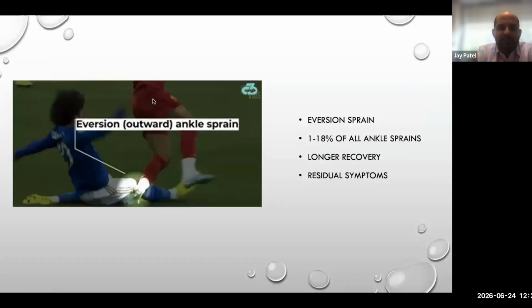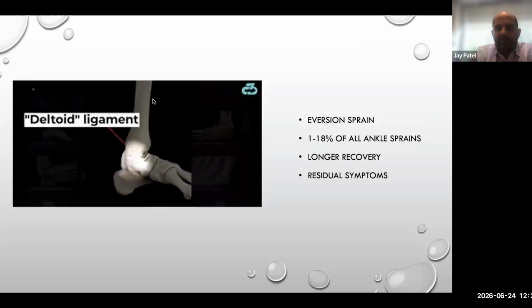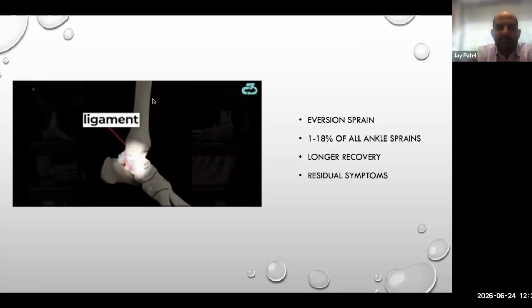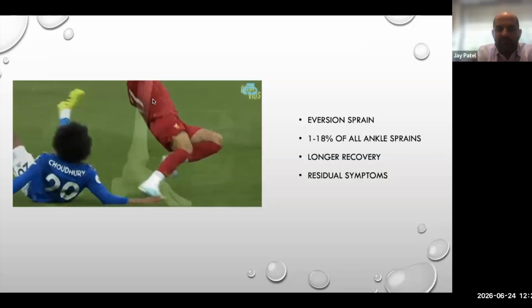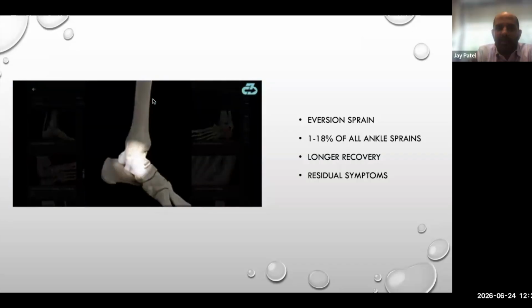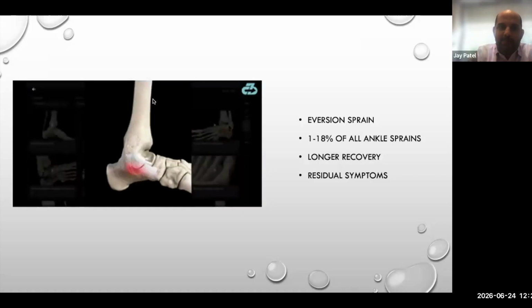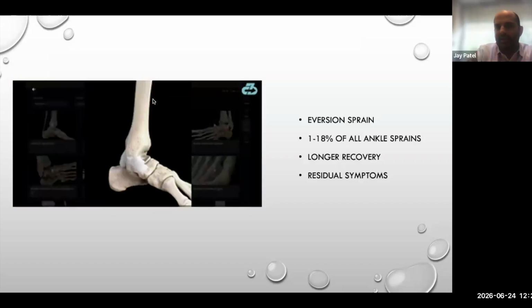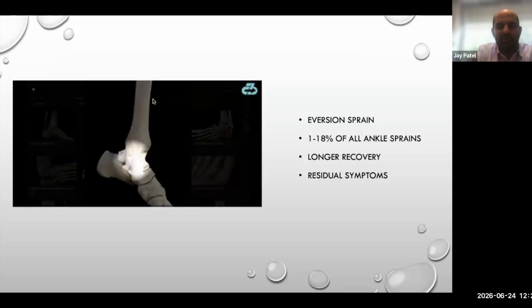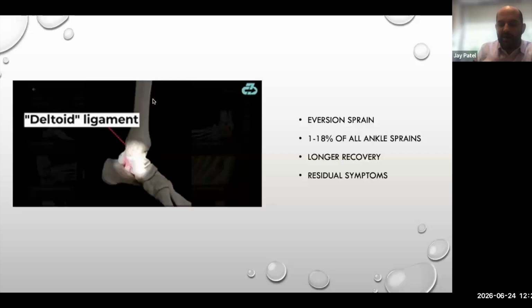Mechanism is more of an eversion sprain. If you look at the literature, anywhere from 1 to 18% of ankle sprains can involve eversion, resulting in syndesmotic or high ankle sprain. These have a longer recovery and residual symptoms. So just ask them what their mechanism was. Sometimes patients are not sure what exactly happened, but most of the time they'll be able to tell you whether they rolled their ankle in or out. If they roll their ankle in, it's really less common for them to have a high ankle sprain or syndesmotic sprain.